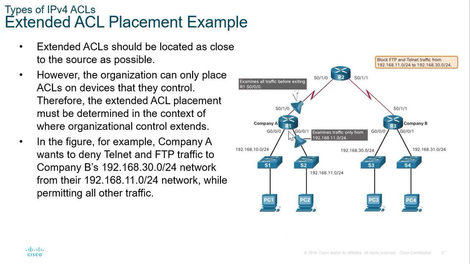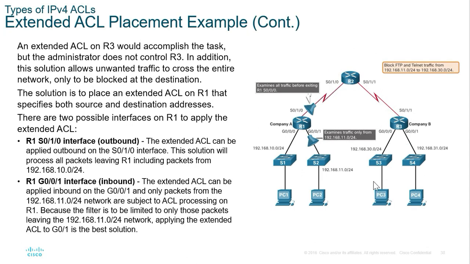So therefore, it's better if we place the ACL inbound from this G1 interface. Effectively, dia akan hanya filter traffic daripada network 192.168.11 dan juga if the port number is related to TCP dengan FTP dengan telnet. Okay, so this is the best placement of our extended ACL. Okay, so that's it for basic ACL concepts.